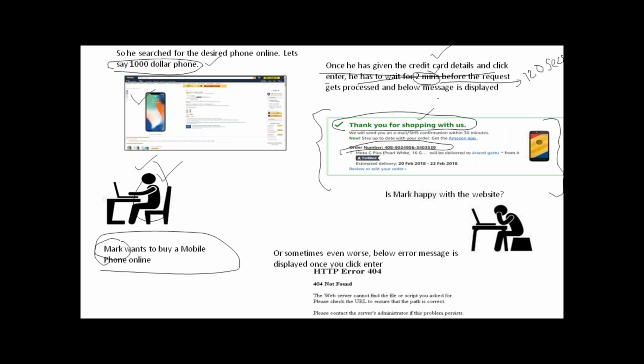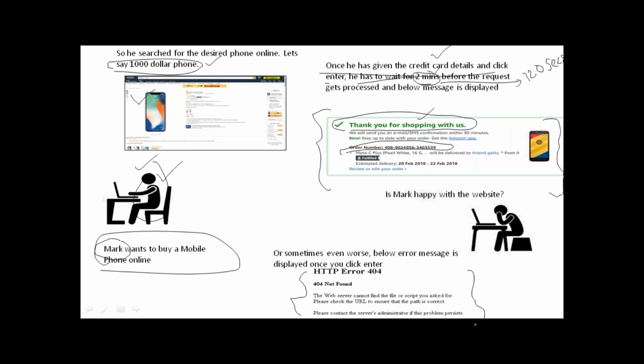Sometimes it is even worse. After 2 minutes, Mark is lucky if he gets the message saying thank you for shopping with us, here is the order number, and your $1,000 phone will be shipped pretty soon. But some people will get a different response. After 2 minutes, there is a possibility, right? Now think about it.